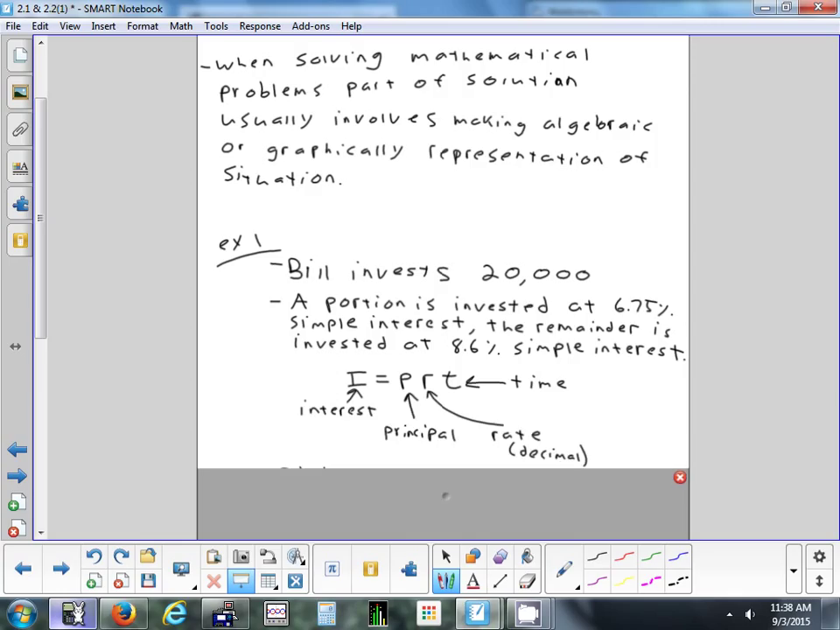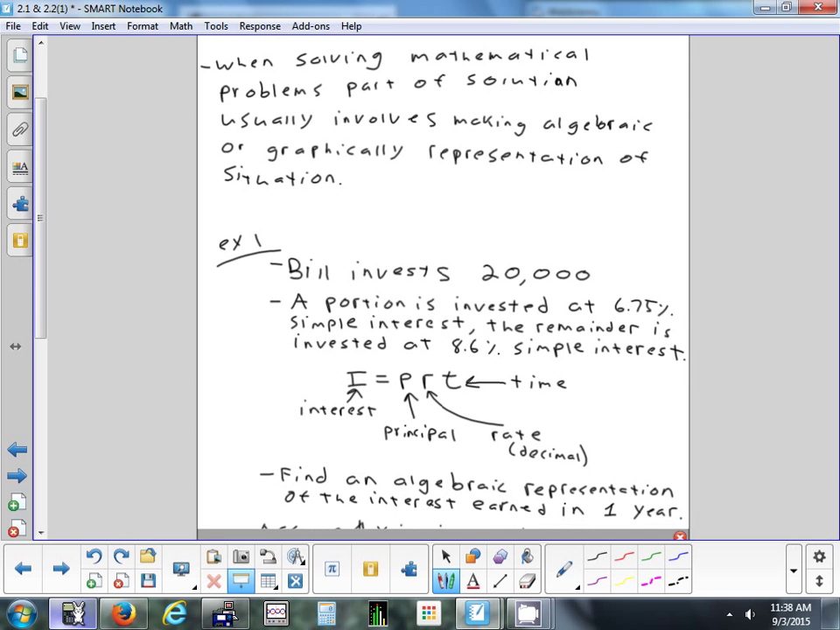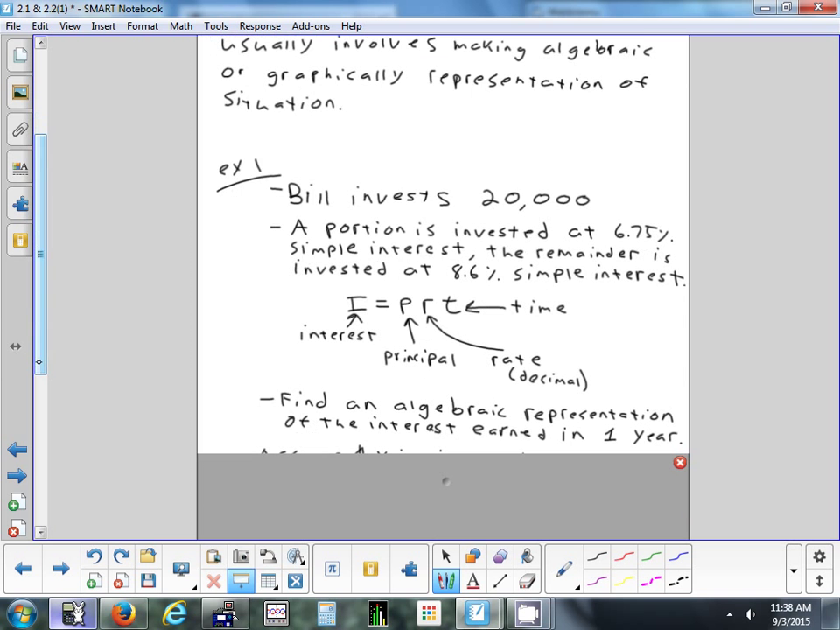In that formula, there are 4 variables. I is the amount of interest that you make. P is your principal, or how much money you're investing. R is the rate that you're investing the money at. Remember, rates always have to be as a decimal. So if you had 5%, that's 0.05. And T is the time. Is that in years, seconds, minutes? Generally, it'll be in years.